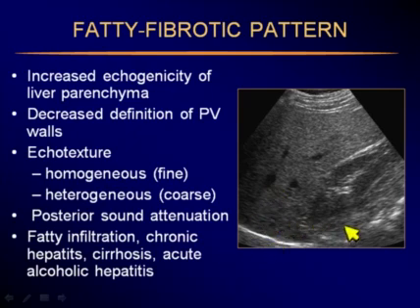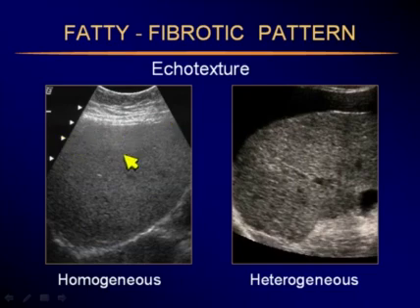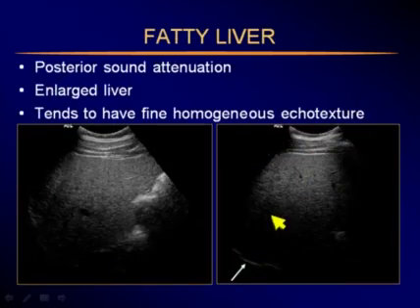In this pattern, we look at the echogenicity, that's increased, but then we have to look now at the echo texture. It could be a smooth, homogeneous echo texture of the parenchyma, or could be heterogeneous or coarse. Sometimes we see sound attenuation, and this type of pattern is usually seen with fatty infiltration, but also seen with chronic hepatitis and cirrhosis. So here's the fatty fibrotic pattern with the homogeneous echo texture. Here's the fatty fibrotic pattern, loss of portal vein walls, with the heterogeneous pattern. Notice we almost see little tiny rounded masses throughout, a little bit nodular. That's what gives it this heterogeneous appearance.